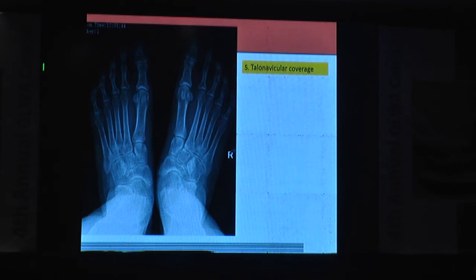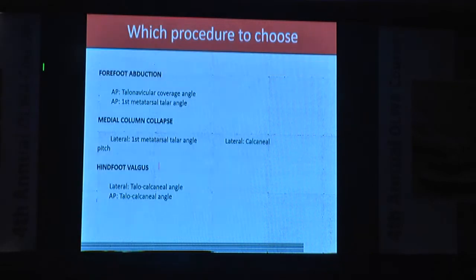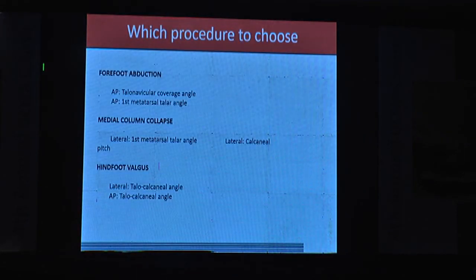Another important sign in the AP view in flat foot is the talonavicular uncoverage. Normal side, and you see the subluxation of the navicular and uncoverage of the talar head on the medial side. So the percentage of this uncoverage and the correction of it is a prediction of prognosis after surgery.